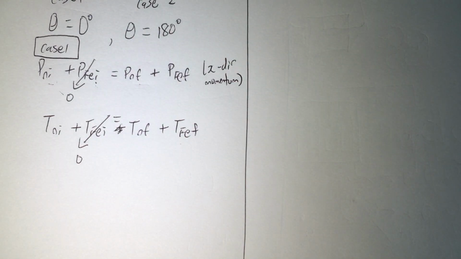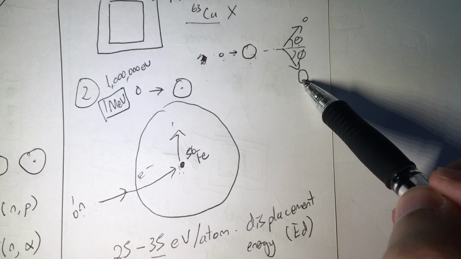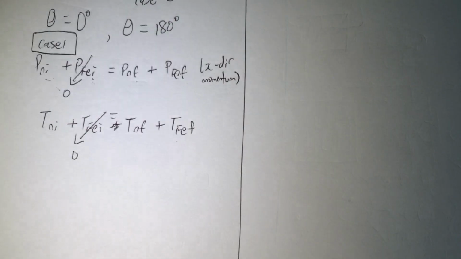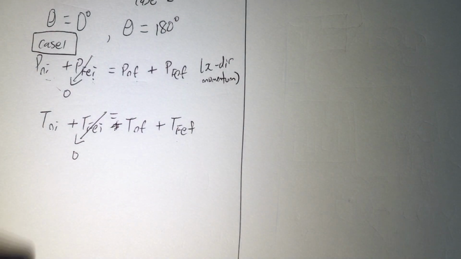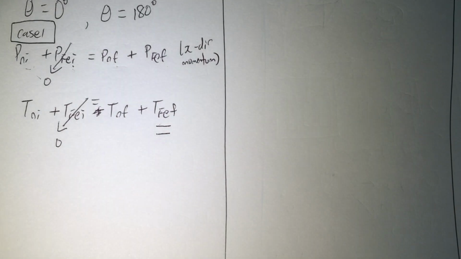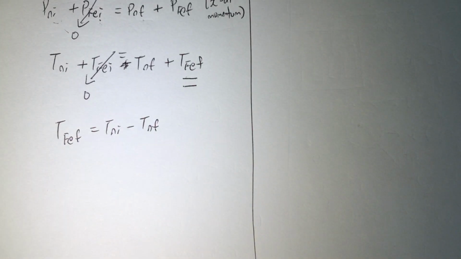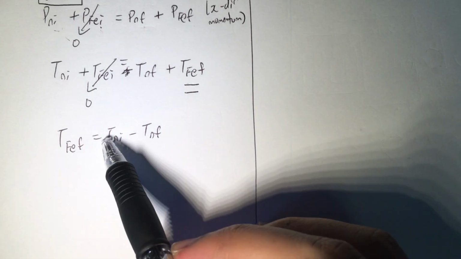Now what do we actually want to find out? We're interested in finding the final kinetic energy of this iron atom, or iron nucleus to be more precise. So this is what we want to find out, so let's make this the subject. Okay, now we have this.